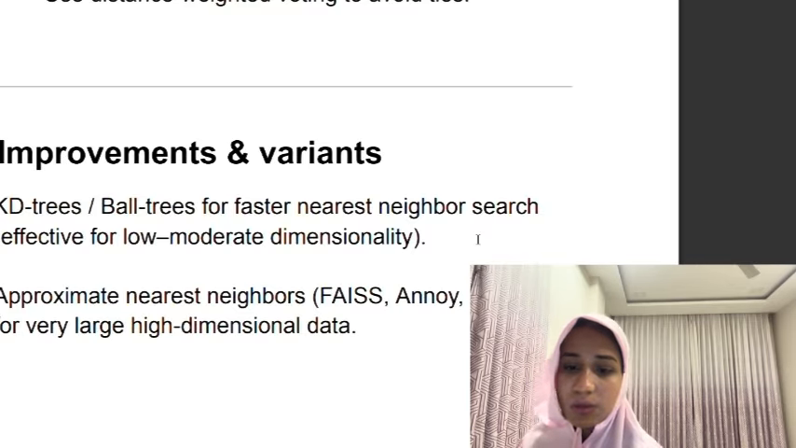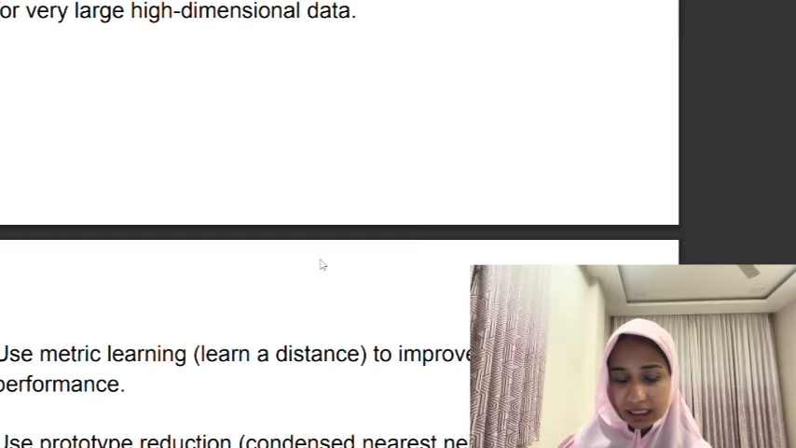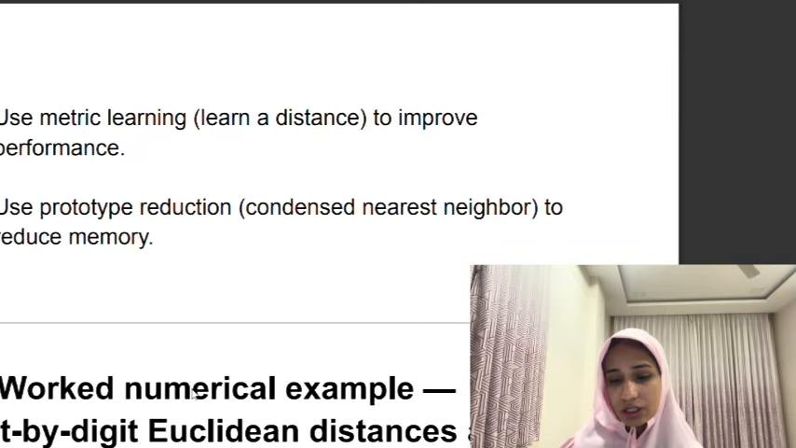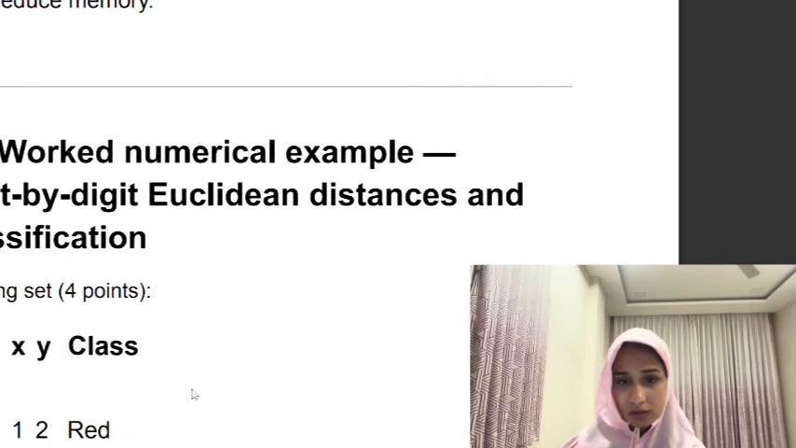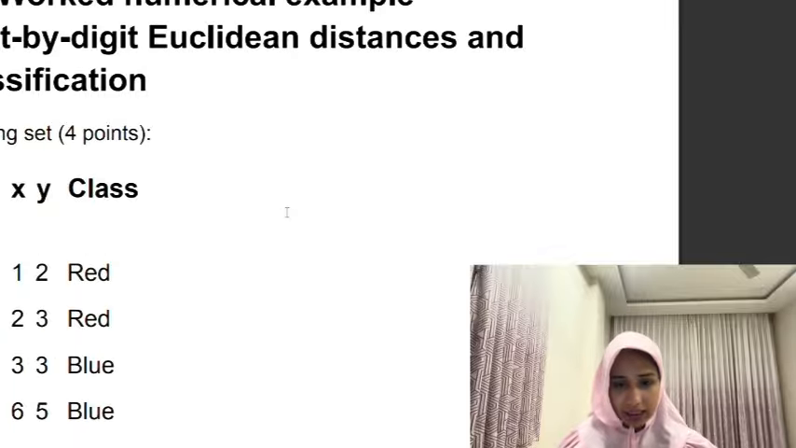Use KD trees or ball trees for the fastest nearest neighbor search, and approximate nearest neighbor for very large high dimensional data. Use metric learning to improve performance. Use prototype reduction to reduce memory. Now, a worked numerical example, Euclidean classification.